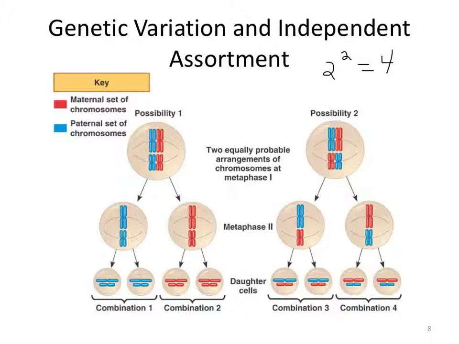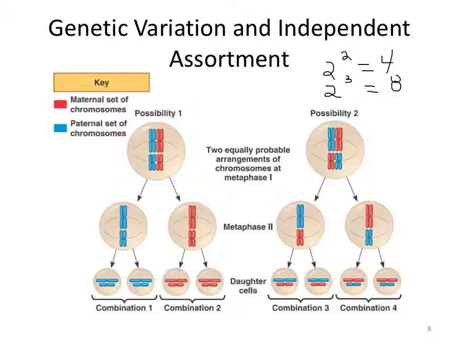If we had an organism with 3 chromosome pairs, there would be more possibilities for how those 3 pairs could align on the metaphase plate, and you can calculate the number of possibilities and therefore the number of possible gametes using the formula 2 to the 3, which is 2 times 2, which is 4 times 2, which is 8 possibilities. Now let's think about humans.